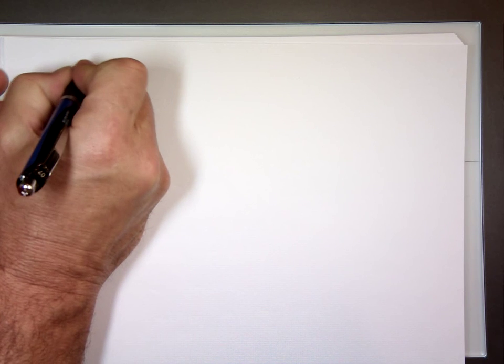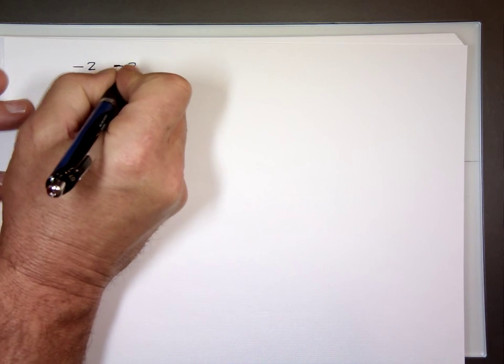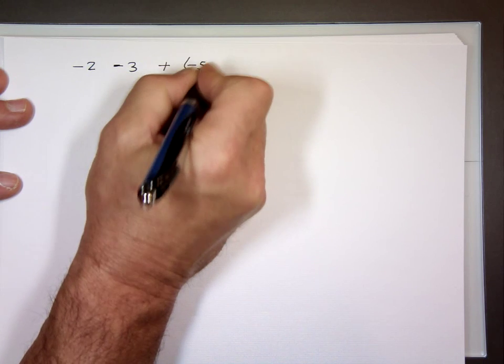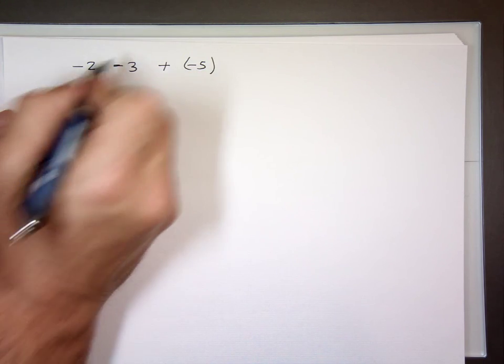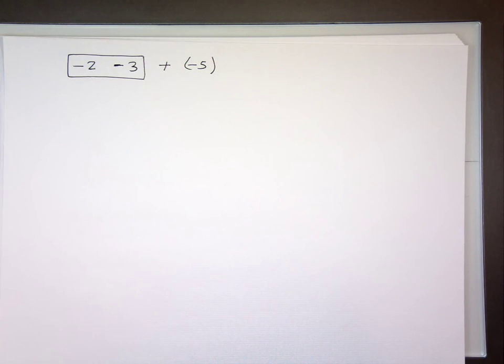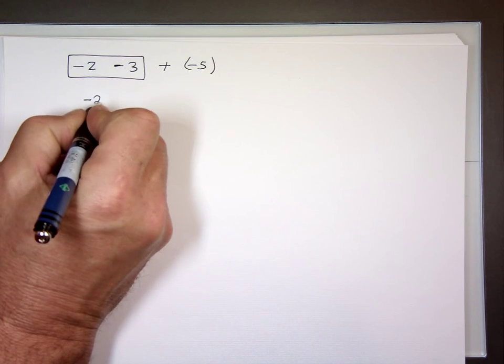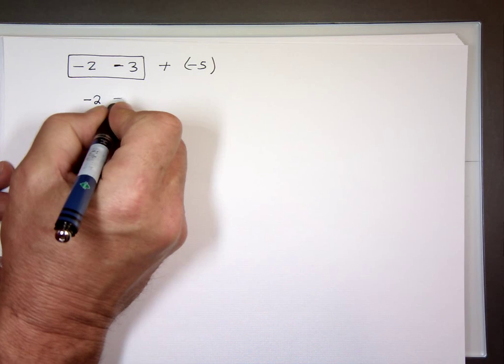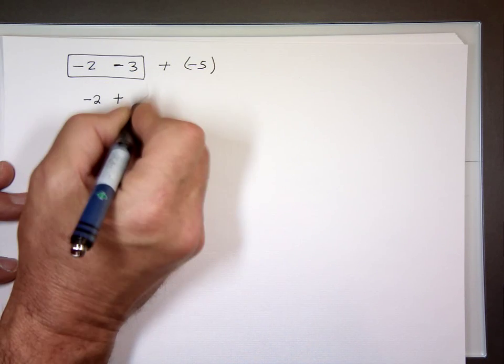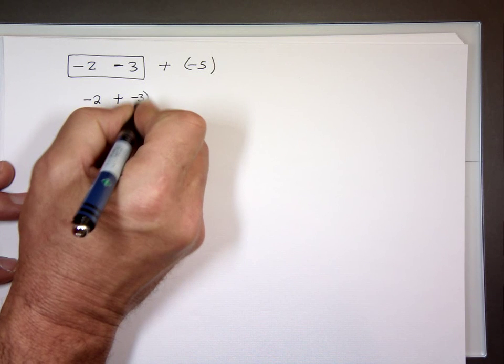Negative 2, minus 3, plus a negative 5. Let's look at this. The first number you don't touch. That's the negative 2. Change the minus to what? Plus. Take the opposite of 3. What's the opposite of 3? Negative 3. Let's see what the answer to that is.